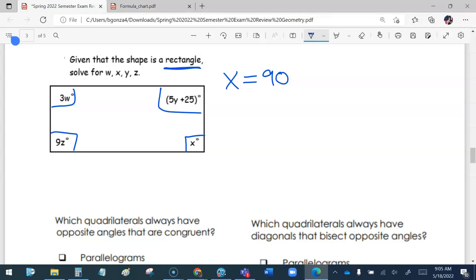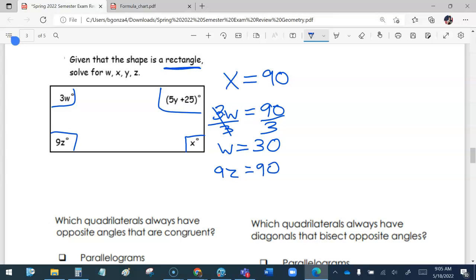Let's try w. Now, this angle is 3w. If 3w equals 90 degrees, I just have one step to get rid of a 3 multiplied by w. The opposite is to divide by 3. 90 divided by 3 is 30. Same thing with z, so that angle is 9z, that equals 90. So my last step to get rid of a 9 times z is to divide by 9. 90 divided by 9 is 10.